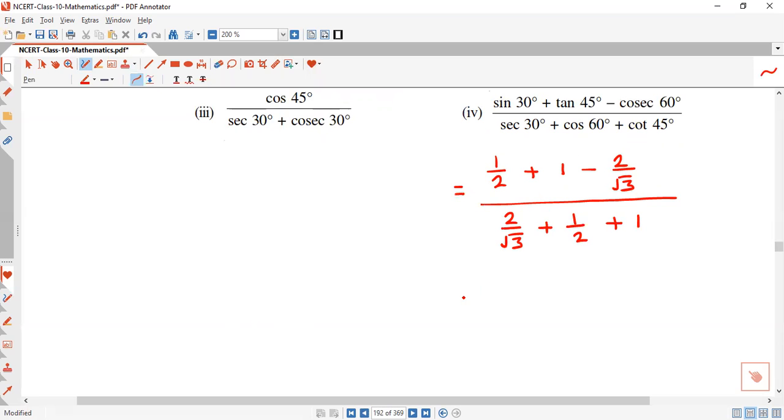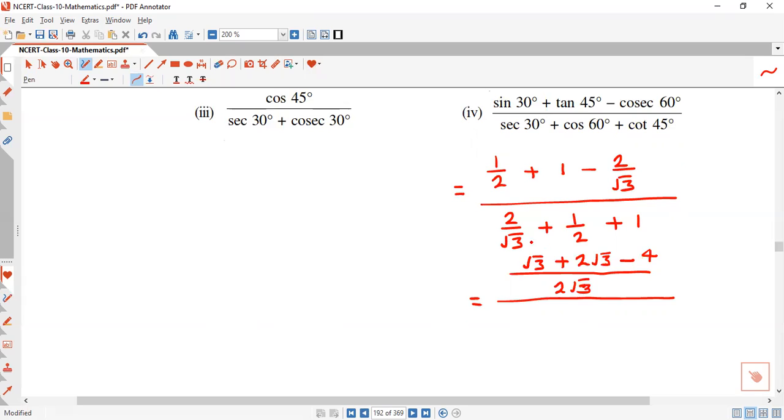Now here we simplify this one. Look at the numerator. We take 2 root 3 as LCM. So 2 root 3 is multiplied with the first factor, so the 2 cancels out and we are getting root 3. Plus 1 is multiplied by the LCM 2 root 3, we are getting the same whole term 2 root 3. And 2 root 3 is multiplied with the LCM 2 root 3, so root 3 cancels out and we are getting minus 4.